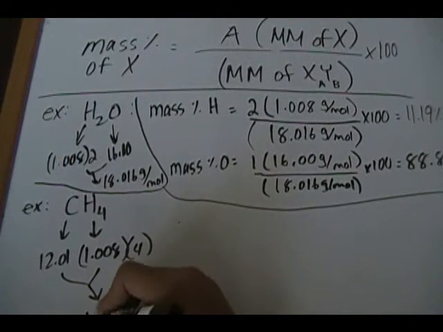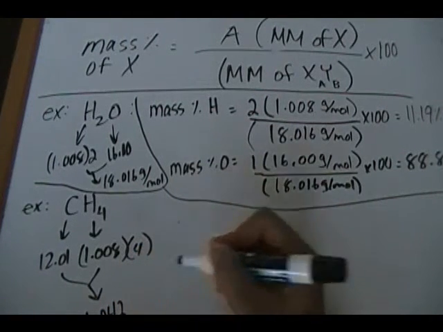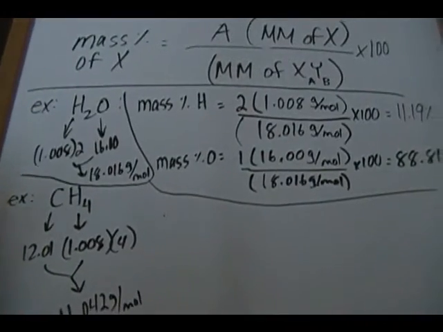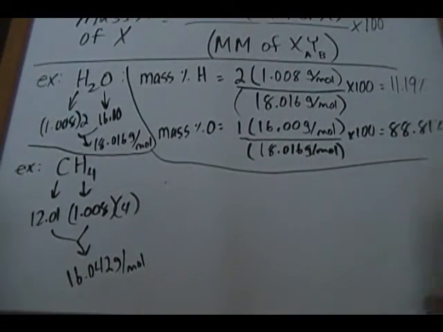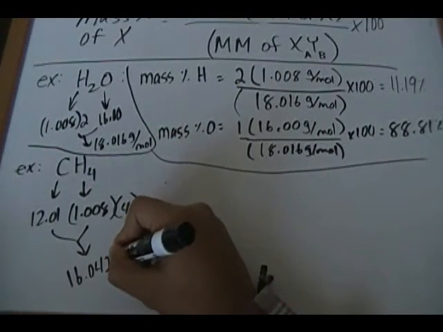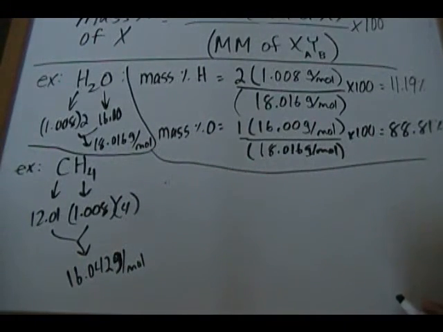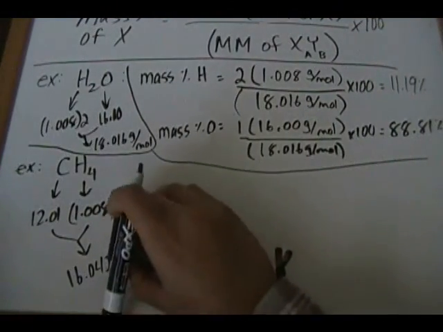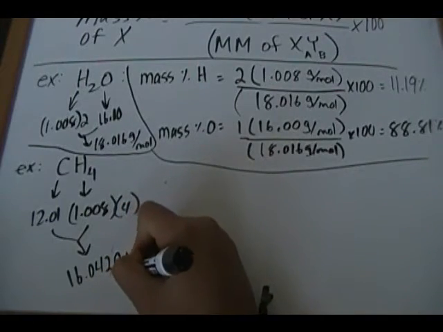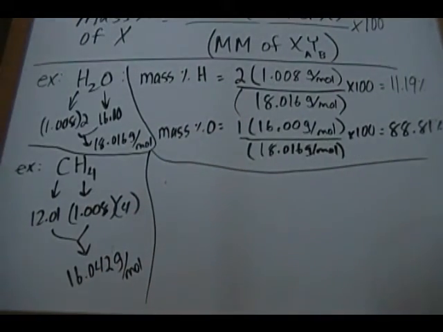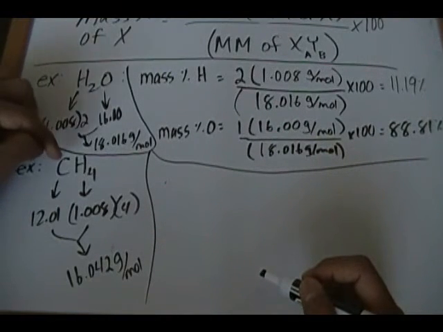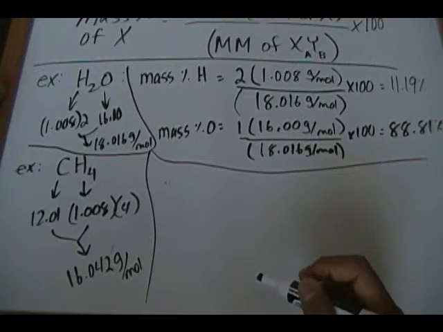I get a value that is 16.042 grams per mole, and just double check that on your calculator. Again, I got a value of 16.042 grams per mole, and again, double check that on your calculator. Let me just clean that up a little bit. Grams per mole. Okay, so again, we're going to apply the same formula to determine the mass percent of carbon and hydrogen in this methane molecule.